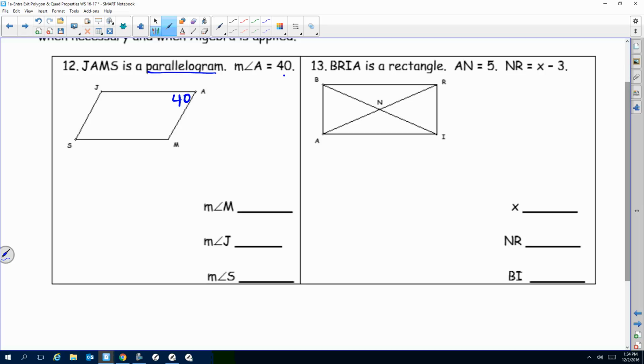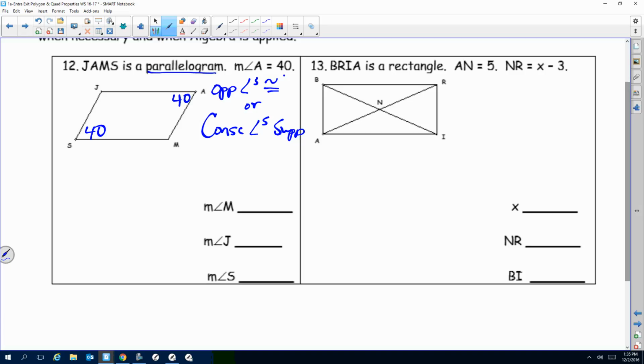Okay, so that means we have to deal with the properties of angles with the parallelogram. So what's some properties dealing with the angles of a parallelogram? Opposite angles are congruent, or you can say consecutive angles are supplementary. All right, so I can start with my opposite. Opposite of A, S. So that's also 40. Done. Then how am I going to get to J and M?